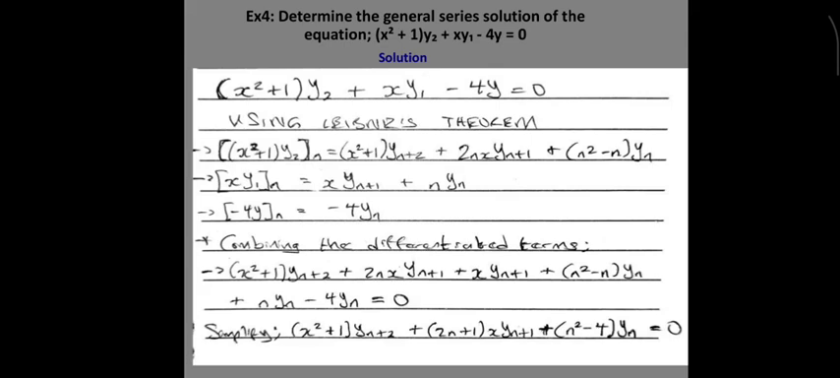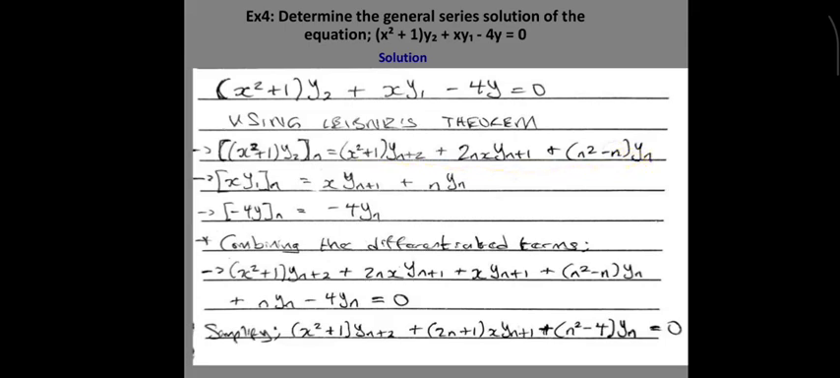For our second example, we have: determine the general series solution of the equation s squared plus 1 multiplied by y subscript 2 plus s multiplied by y subscript 1 minus 4y equals 0. So this has been given in the general form. We don't need to convert the differential equation. So we apply the Leibniz theorem. For our first term, the n-th derivative of our first term equals this. You can do it on your own to confirm.